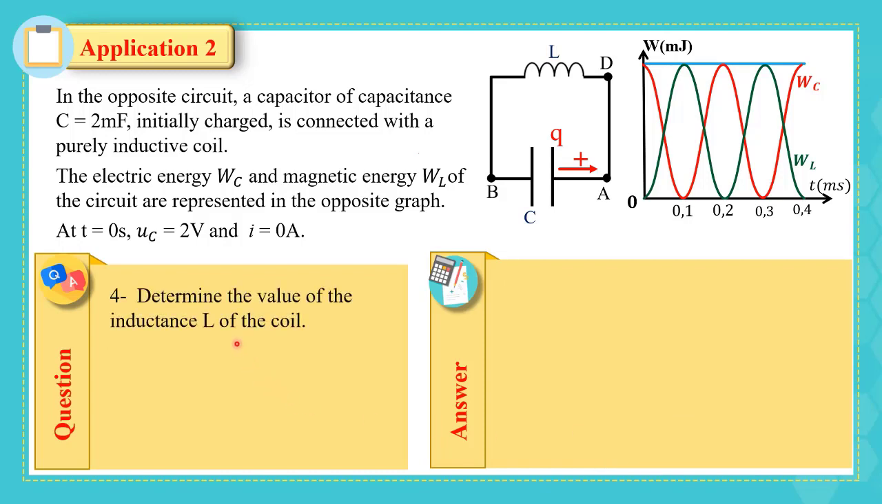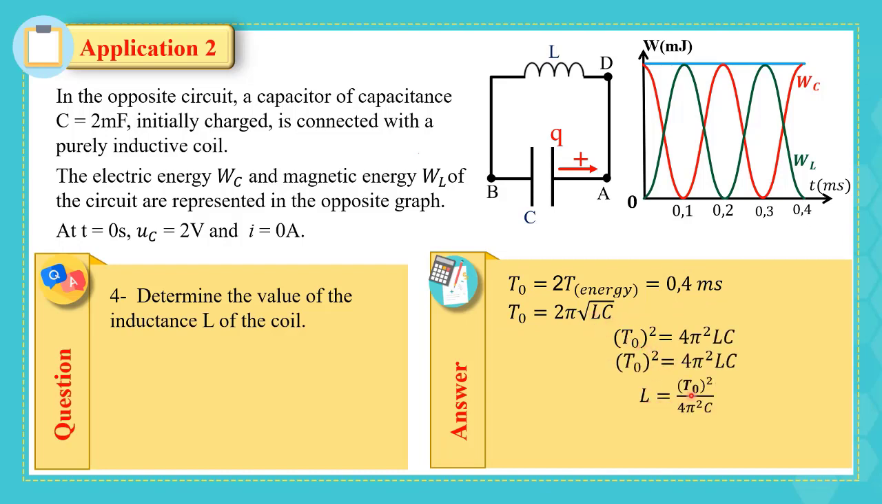Part 4. Determine the value of the inductance L of the coil. Since the period of the oscillation is equal to twice the period of the energy, T0 equals 0.4 millisecond. And as we know, T0 equal 2 pi radical LC, replacing the values we will have L equal T0 squared over 4 pi squared C, which is equal to 2 times 10 to the power minus 6 henry.